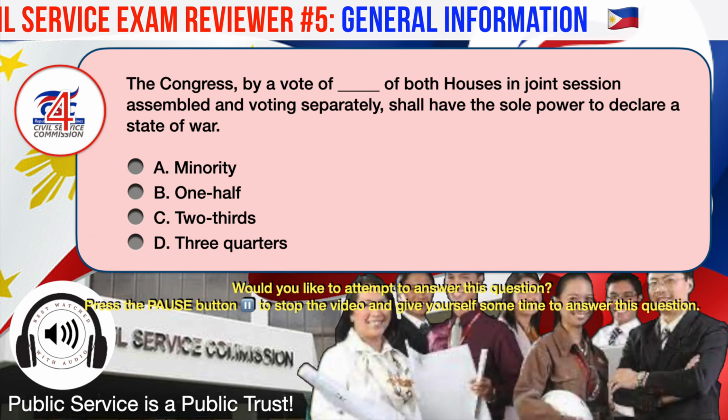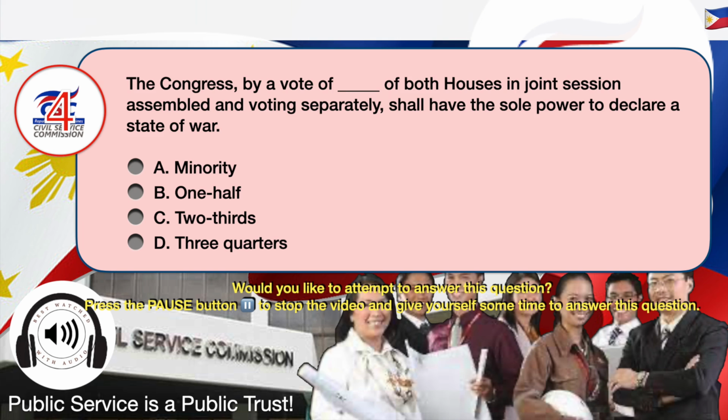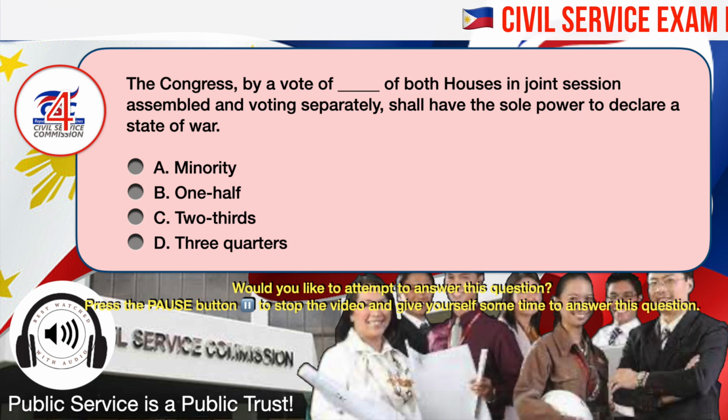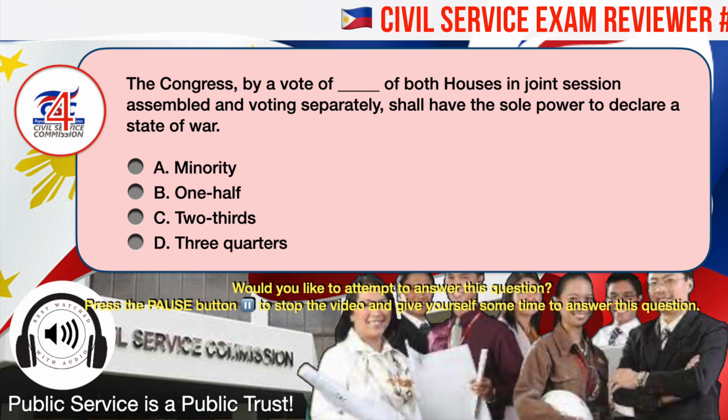Question number 4. The Congress, by a vote of blank, of both houses in joint session assembled and voting separately, shall have the sole power to declare a state of war. A. Minority. B. 1/2. C. 2/3. D. 3/4.